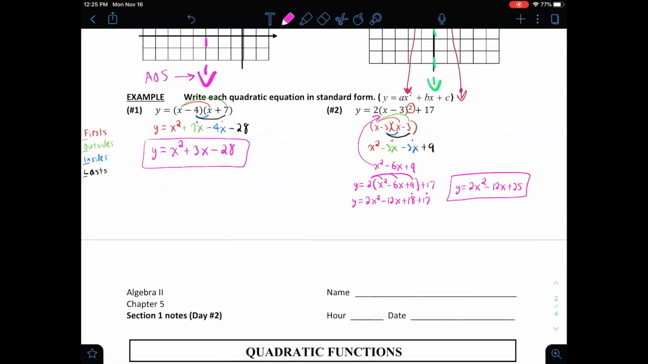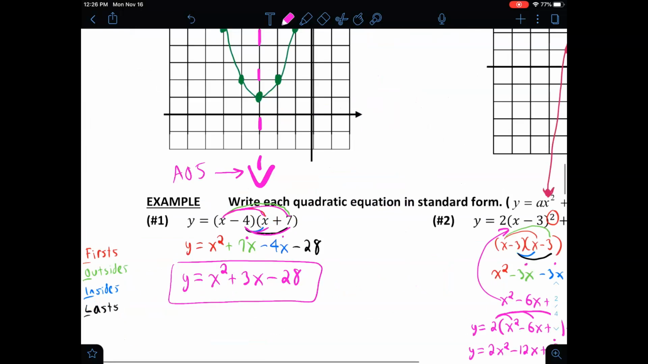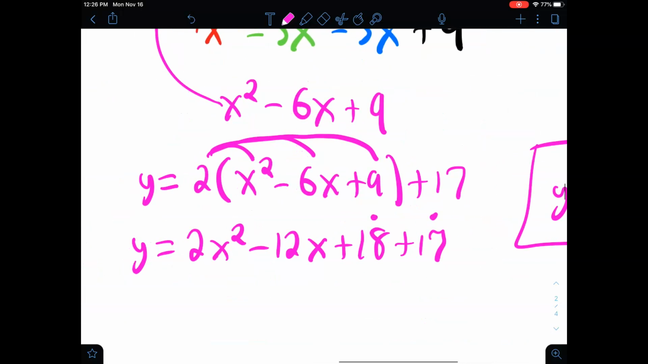I went through that kind of quickly because that is a review from Algebra 1, and I want to make sure this video didn't get too long. But if FOIL is confusing for you, just multiply, like I said, x by everything in the other parentheses and negative 4 by everything in the other parentheses. And then just combine like terms and you're good to go, okay? Same thing over here. We had to multiply 2 by this, by that, and by that until we got everything all multiplied by 2.